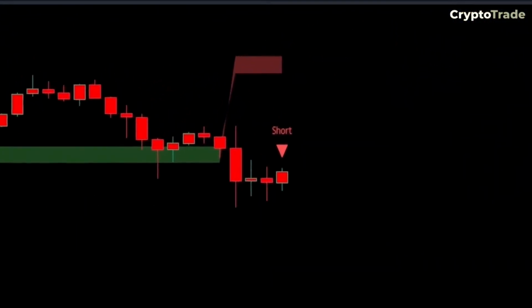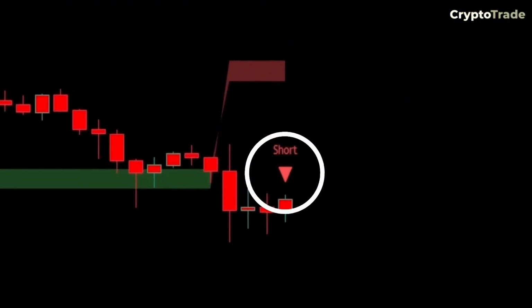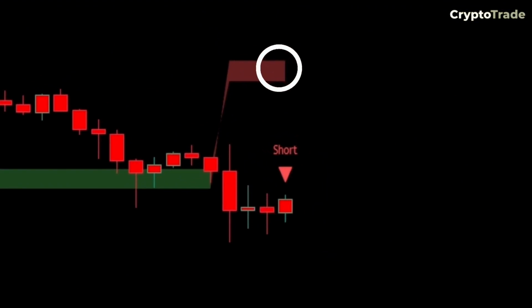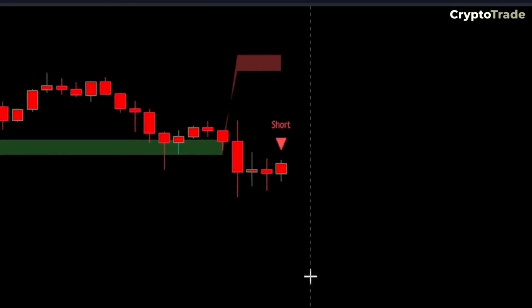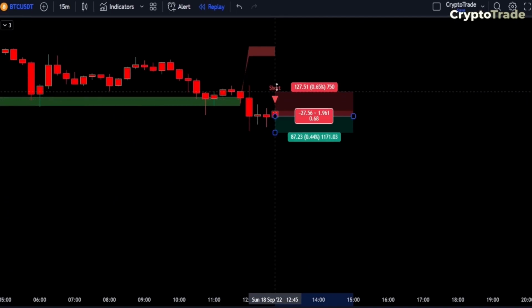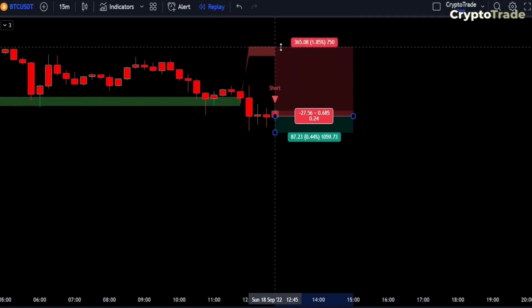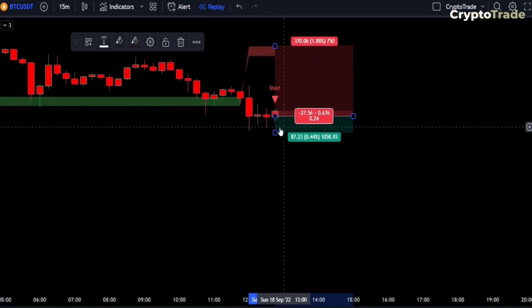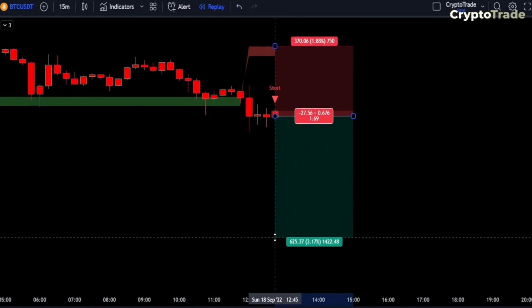For a sell order, wait for a red triangle to appear. Candles must be red. Black flag indicator must be red. If these conditions are met, place a sell order at the close of the candle. Place stop loss above the nearest swing high. The risk to reward ratio will be set to 1 to 2.